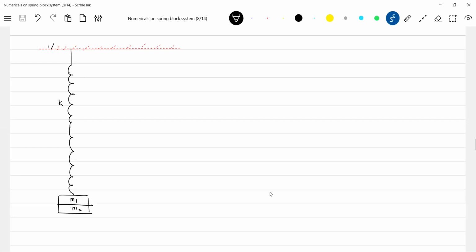Okay, someone is asking, sir, what are you actually asking? So let me put the question. Find the amplitude and time period of oscillation on removal of block of mass M2 at mean. Okay, this one. So it is a test.